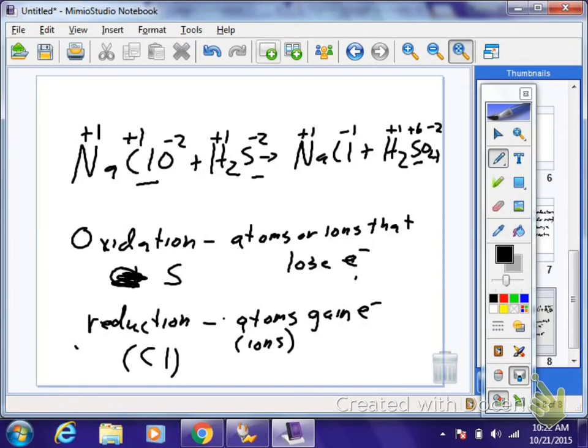There's this term I want to give you, and it's called OIL RIG. Oxidation is losing electrons. Reduction is gaining electrons. But don't think reduction is gaining, because then you'll think it's gaining a bigger charge. OIL RIG: oxidation is losing, reduction is gaining.